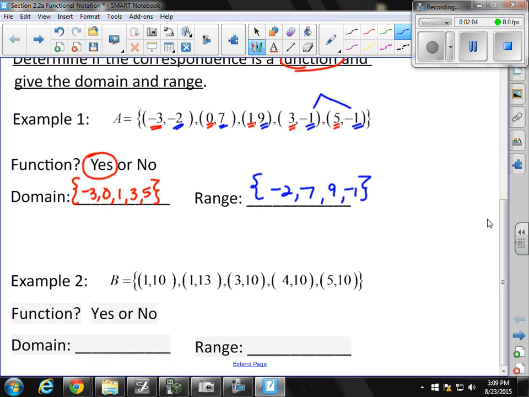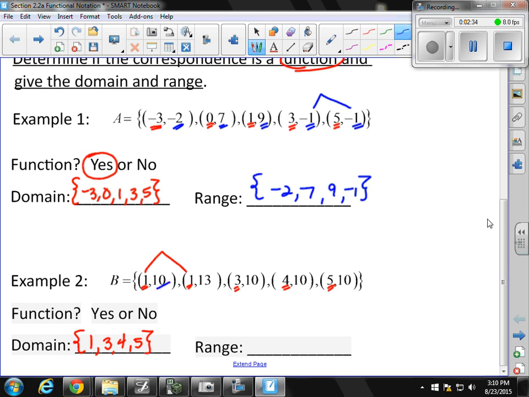Example number 2. Is my set B a function? Well, again, we're going to start by looking at x values. And right off the bat, there are repeated x values. So I know that it's not a function. When I write my domain, I'm going to write 1, and then the other x values I have are 3, 4, and 5, all separated by commas.